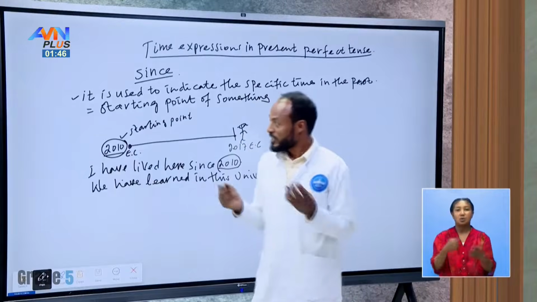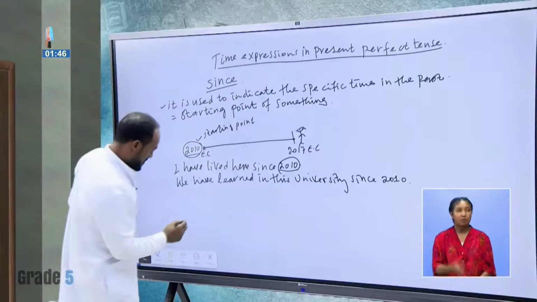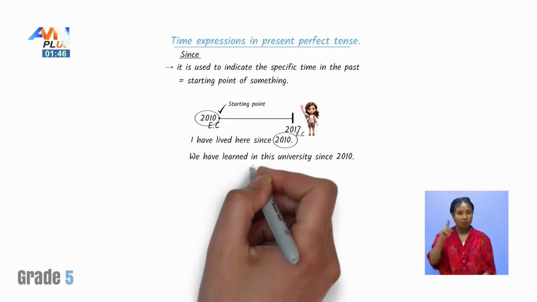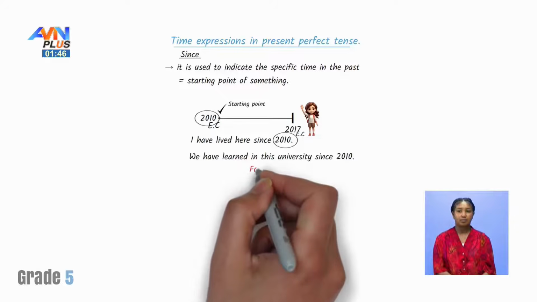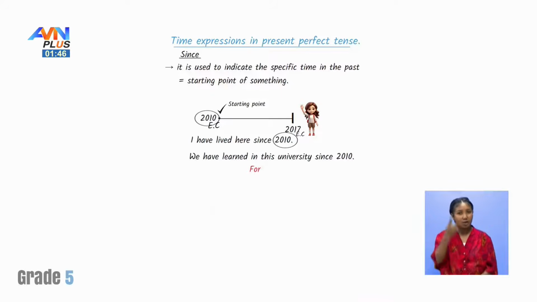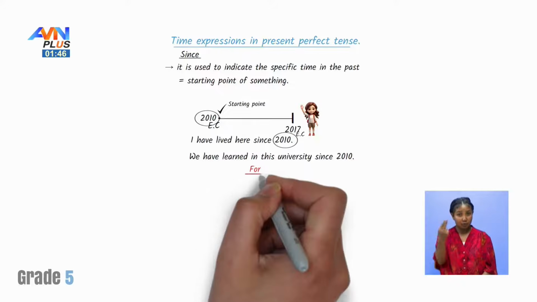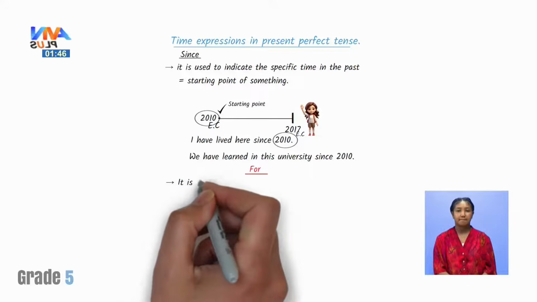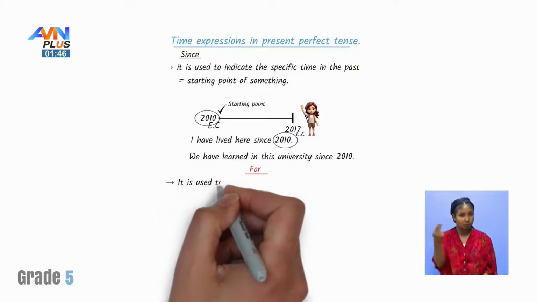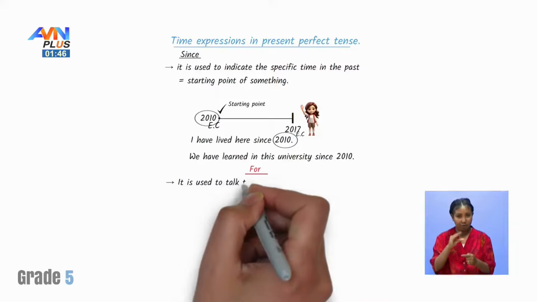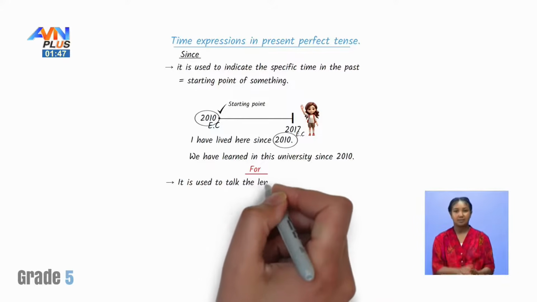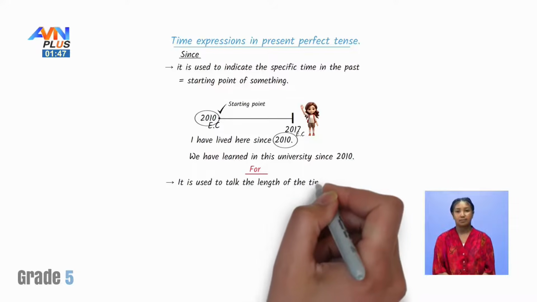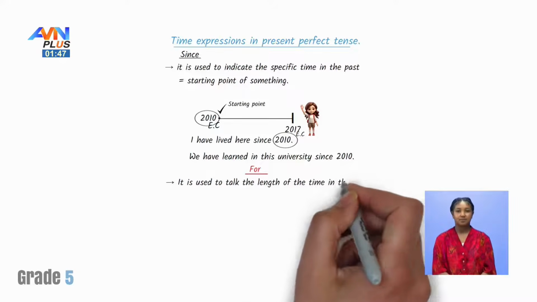So what about for? When do we use for? For is used to talk about the length of time in the past.